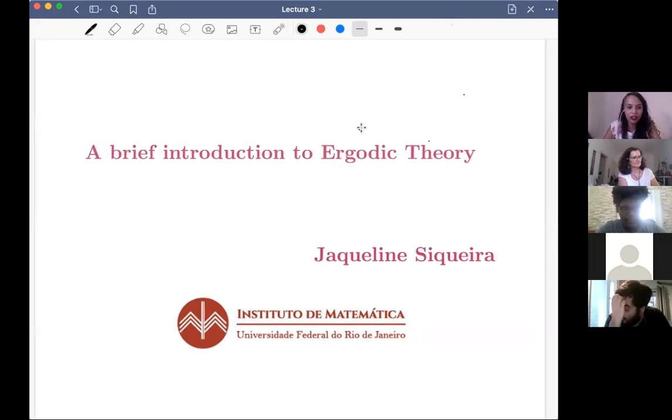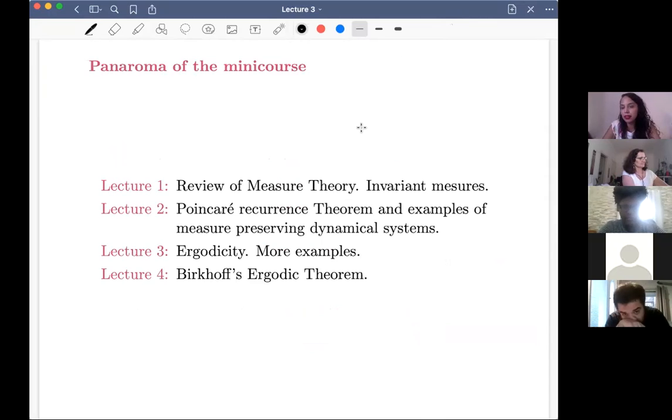So for our third lecture, just remembering that we saw already some invariant measures. It's the biggest concept in ergodic theory. And then we saw the Poincaré recurrence theorem that shows us, okay, if you have a set that has positive measure, then infinitely many times the points are going to return to this set. So this is a way of obtaining information of your dynamics through measures, through invariant measures in this case.